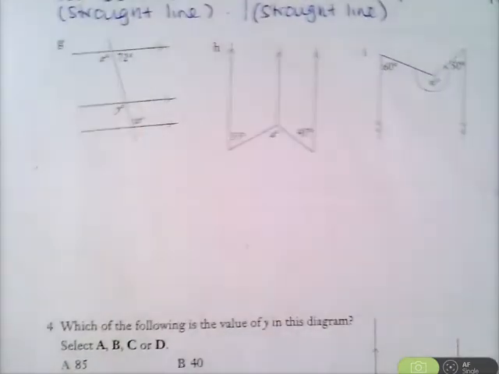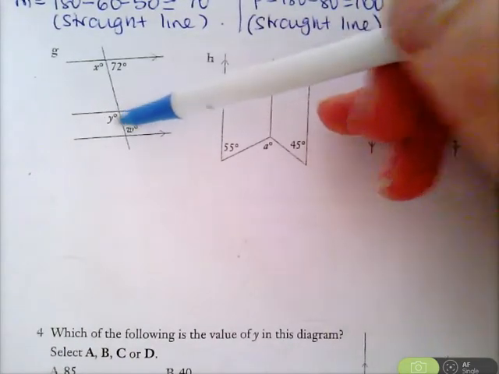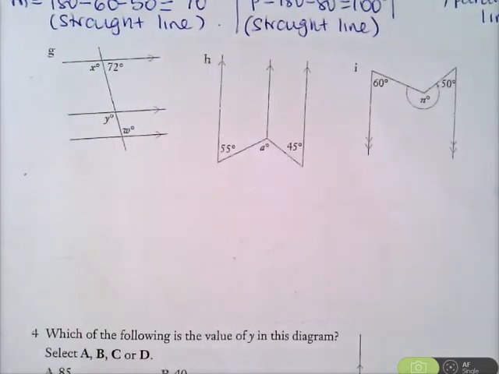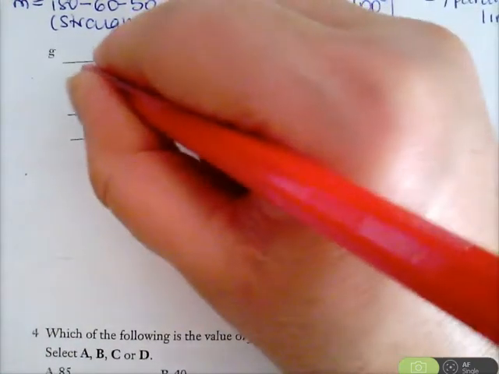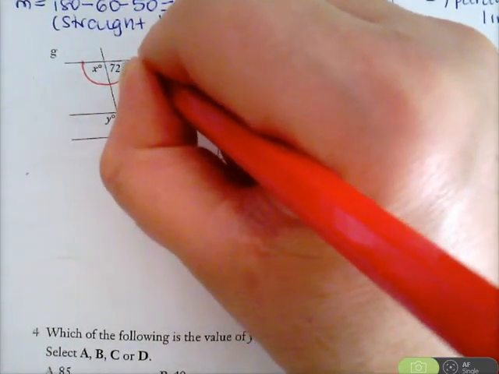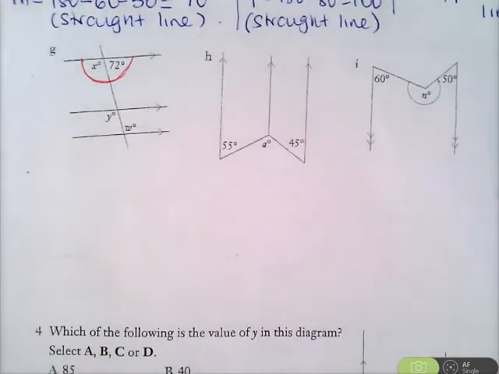Now with this one, we're trying to work out X and Y and W. There's going to be 3 steps here. It is a little bit tricky. Okay, so first thing, I can see something here that this X and 72 make up a straight line. So we can do that one first.